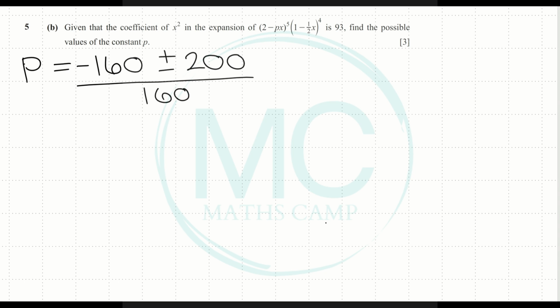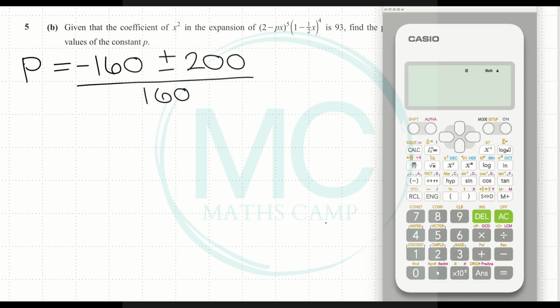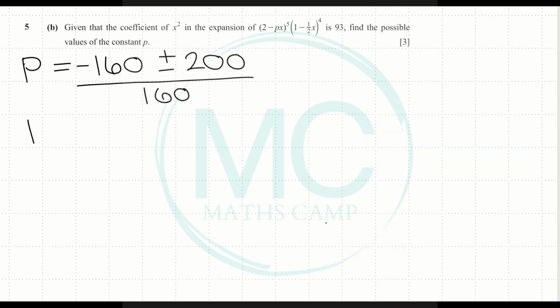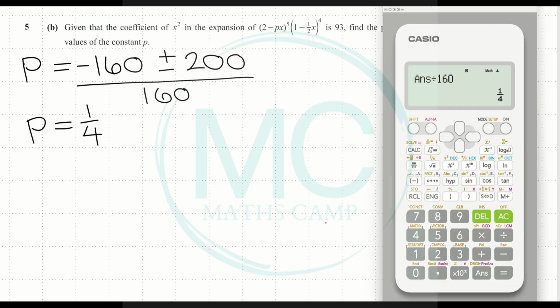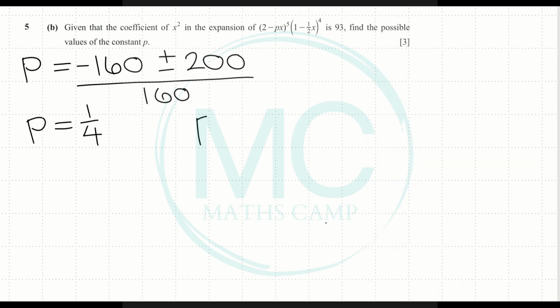160. Now let's find the positive value of p. We can say negative 160 plus 200 divided by 160 is equal to 1 over 4. So p could be equal to 1 over 4. Now let's find the negative value of p. Negative 160 minus 200 divided by 160 is equal to negative 9 over 4. So p could be equal to negative 9 over 4.